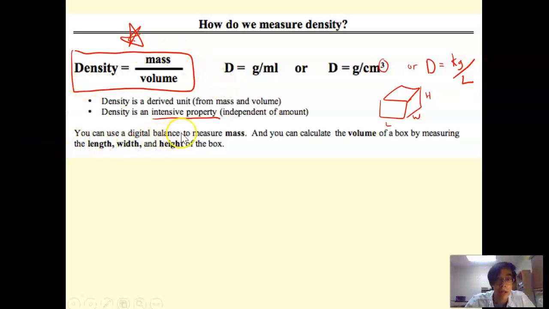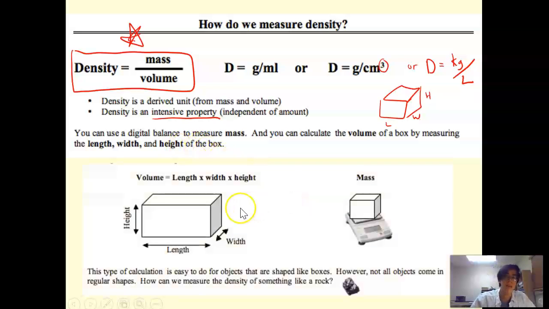So we can use a digital balance to measure mass, and you can calculate the volume of a box by measuring the length, width, and height of the box. So here's an example right here, once again like what I drew earlier. Volume equals length times width times height, giving you centimeters cubed. This type of calculation is easy to do for objects that are shaped like boxes. However, not all objects come in regular shapes. How can we measure the density of something like a rock? A rock is weirdly formed, and we can't really define length times width times height with straight lines. So how are we going to figure out the volume?